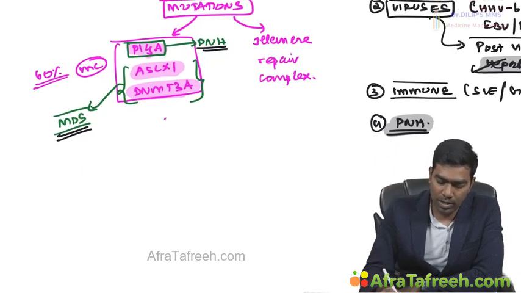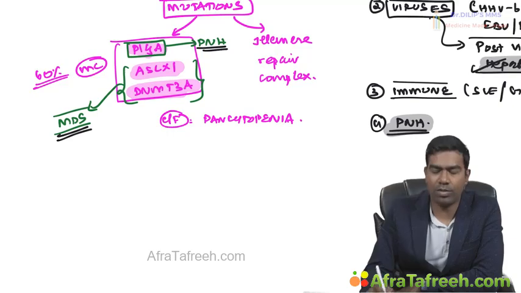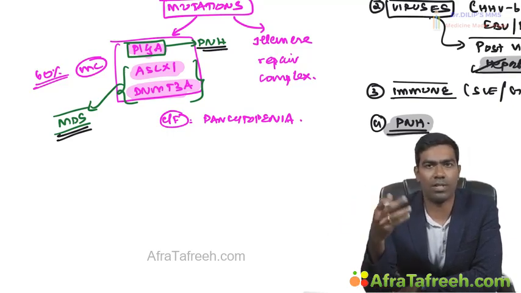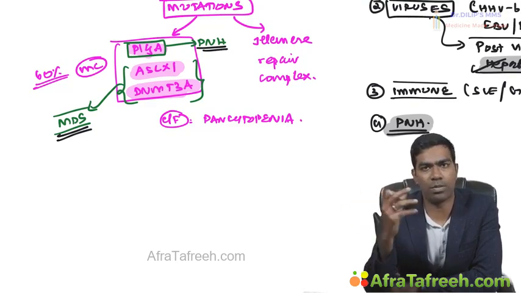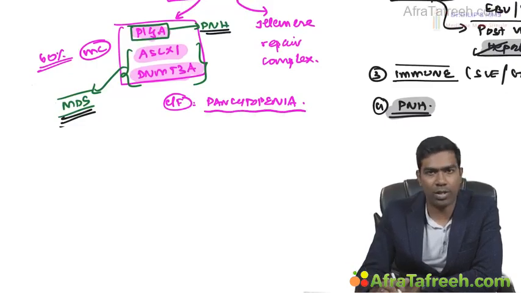Then next thing, what will be the clinical features? Clinical features, typically it is due to the pancytopenia. So with pancytopenia, anemia will cause fatigue, cardiac failure and all these things. Leukopenia will predispose to infection. Thrombocytopenia obviously is going to predispose to bleeding manifestations. That is a very well known fact. I'm not going to discuss in detail.